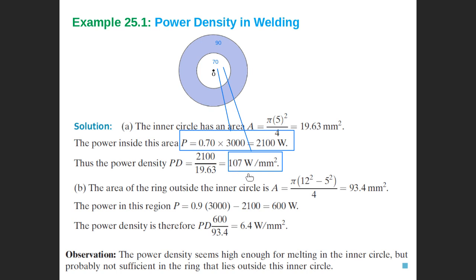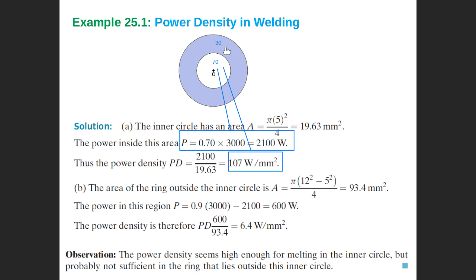If I ask you what is the power density transmitted in the 12 millimeter area, then you get the area of 12 millimeter, and then 90%. You multiply by 90%, you get the amount of the power. Then you get the power density in the 12 millimeter area. But he doesn't ask this.